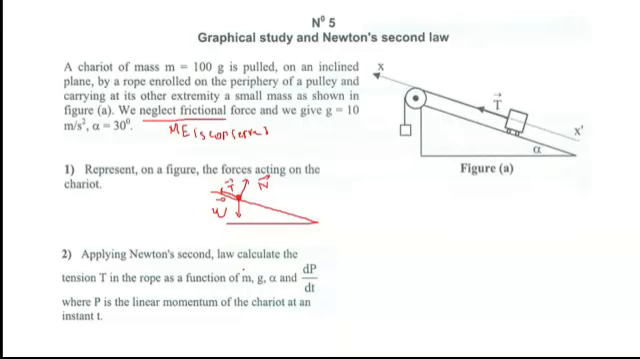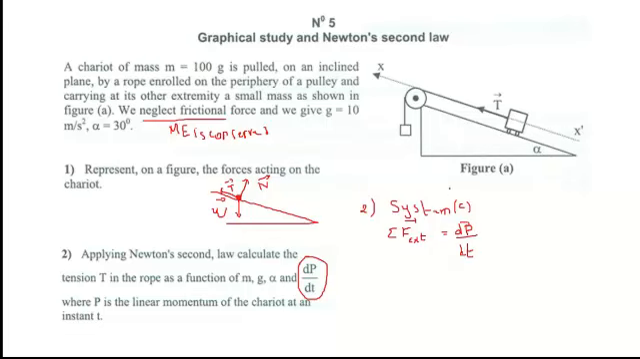Now applying Newton's second law, calculate the tension in the rope as a function of mg, alpha and dp over dt. So we notice here it says in terms of dp over dt. This is why, when I apply Newton's second law, I will say that the system is the chariot, so I will name it C. According to Newton's second law, the summation of F external is equal to dp over dt. Why didn't I put ma? Because the question wants it in terms of dp over dt.